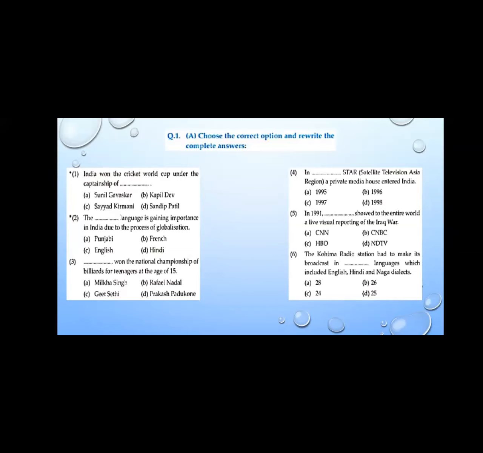Next, the Kohima radio station had to make its broadcast in dash languages, which included English, Hindi, and Naga dialects. So whether it is 28, 26, 24, or 25. The correct answer is 25.